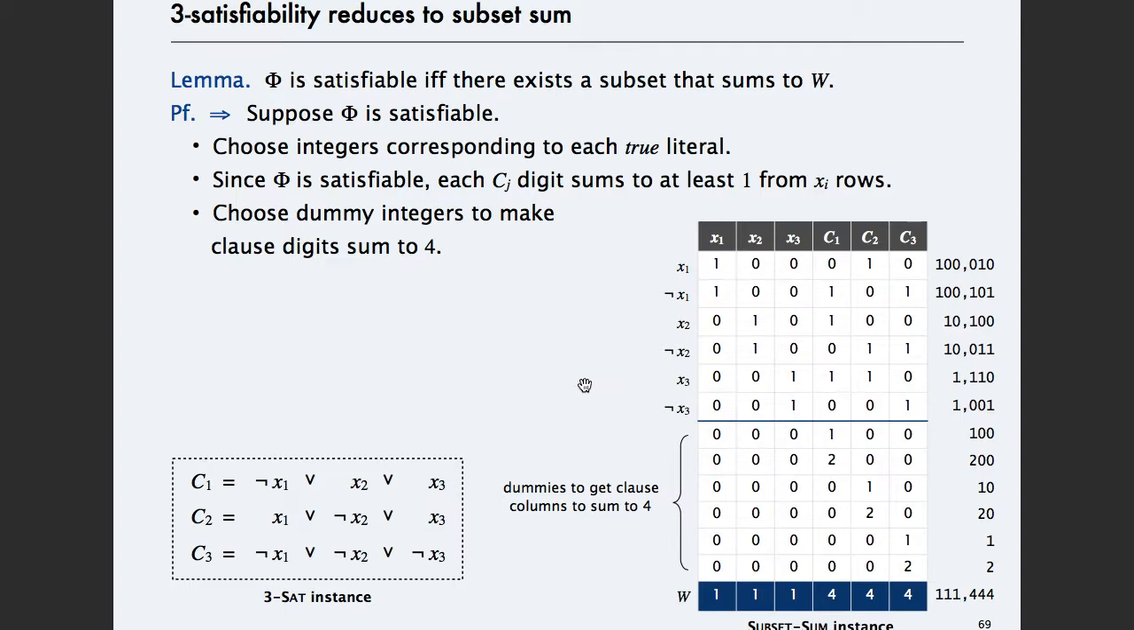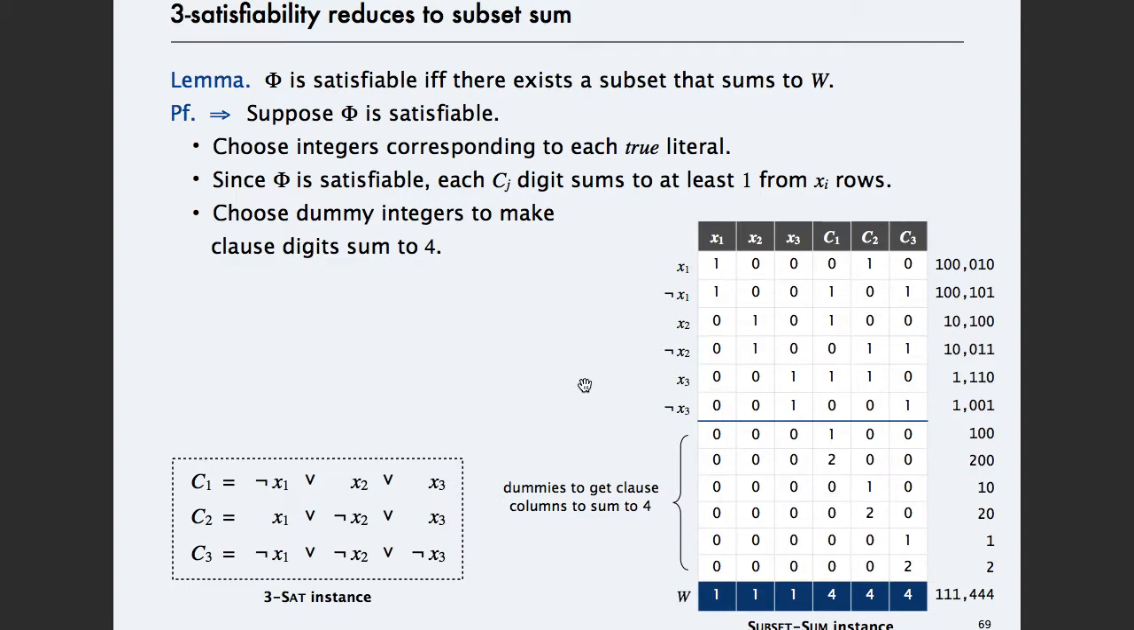And so what I'm going to do is require my sum to have 1s on the columns, on the positions corresponding to the variable. By requiring a 1 here at the leftmost column, I require that either the row with x1 or the row with not x1 is chosen. Does that make sense?